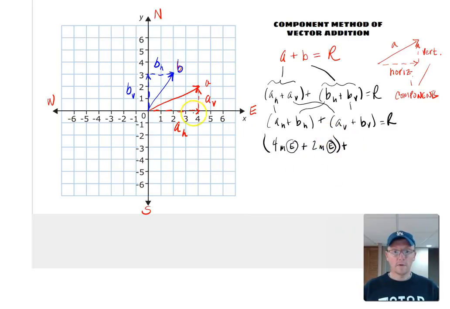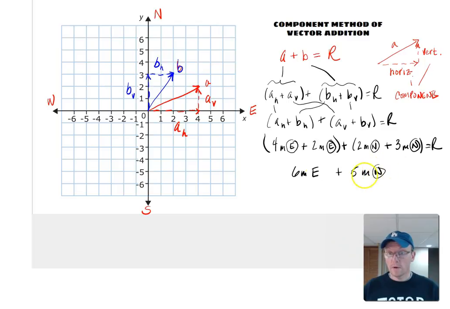And then I'm going to add that to a sub v, which is 2 meters north. Plus b sub v, which is 3 meters north. And together they're going to give me the result. So I combine them up. So I get 6 meters east plus 5 meters north equals the result.